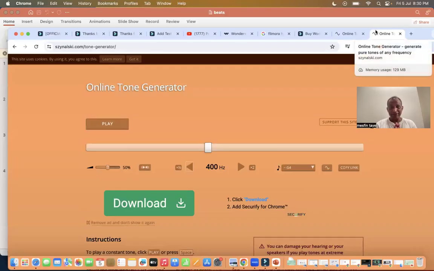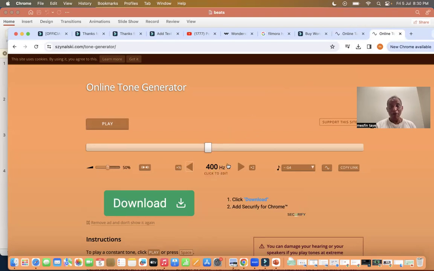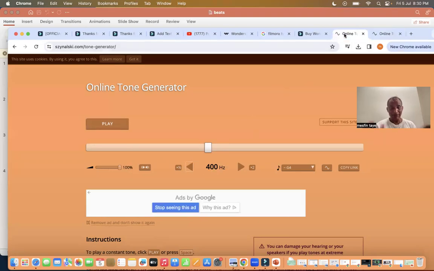Now let me discuss here. I have 2 sound generators, one is this one, and the other one is this. Let me keep 400 and 400. If I play both of them, you don't see any beat. Why? Because there is no frequency difference between the 2 sound sources. Okay, so let me play it.